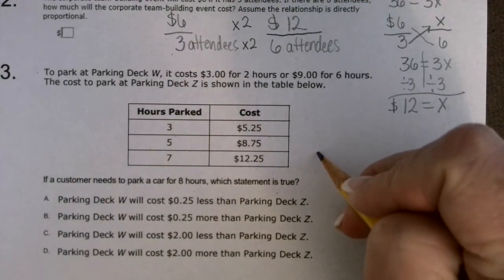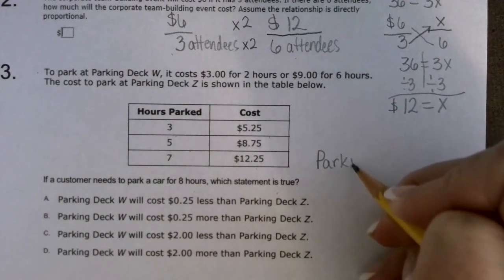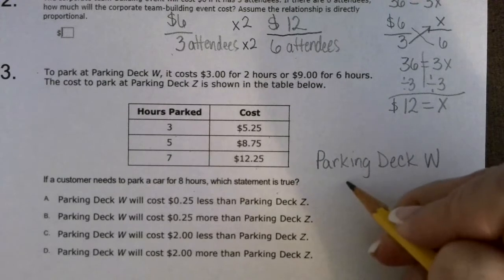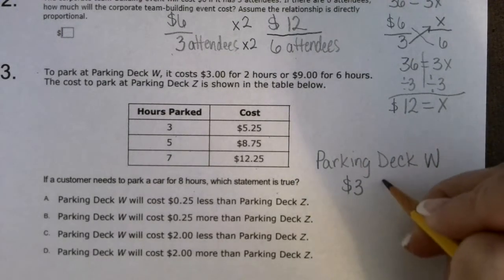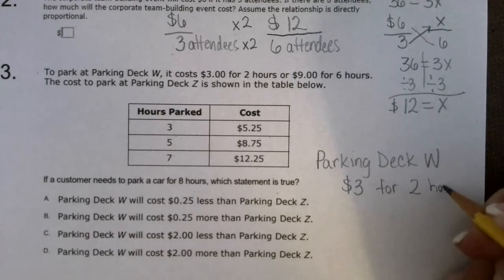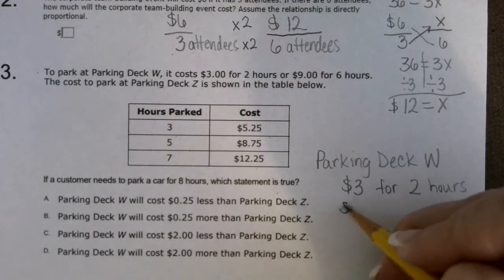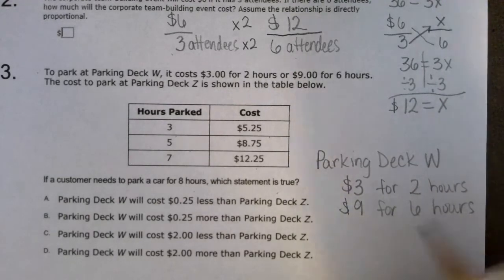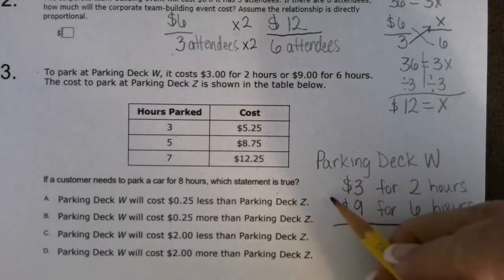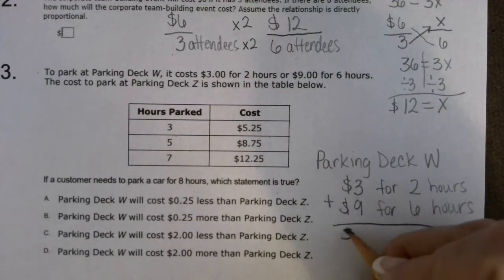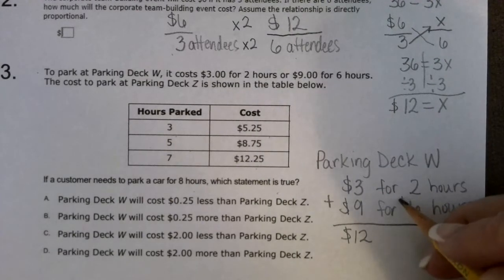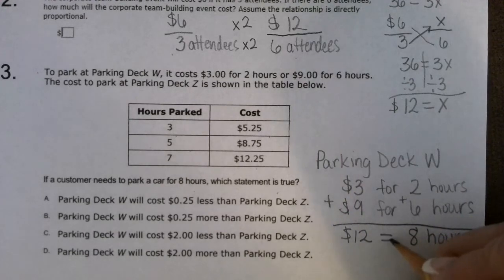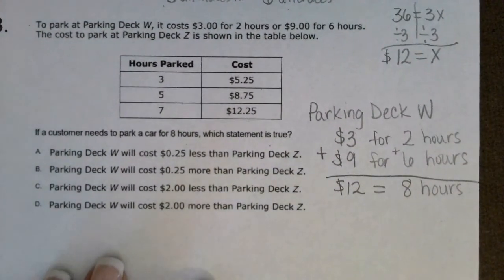So for parking deck W, it would be $3 for 2 hours and then $9 for 6 hours. So if you total that, $3 plus $9 is $12, and then 2 plus 6 hours is 8 hours. So $12 is going to equal that 8 hours.